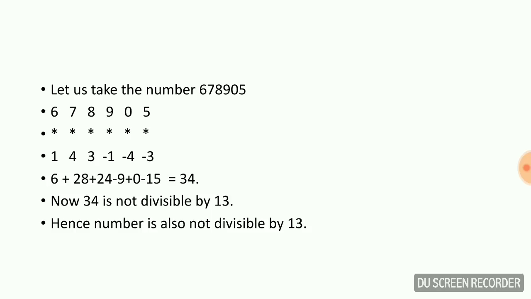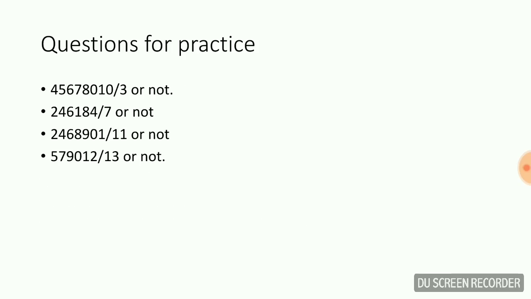28 plus 6, what comes? 34. 34 plus 24 is 58, minus 9 is 49, and minus 15 is 34. Now is 34 divisible by 13? No, because 13 twos are 26, 13 threes are 39. Hence our number, that is 6 7 8 9 0 5, is also not divisible by 13.